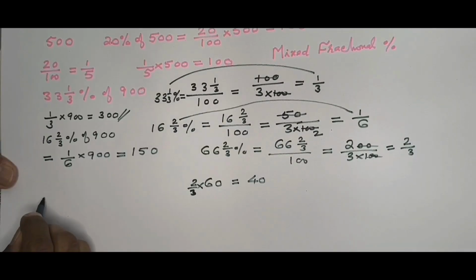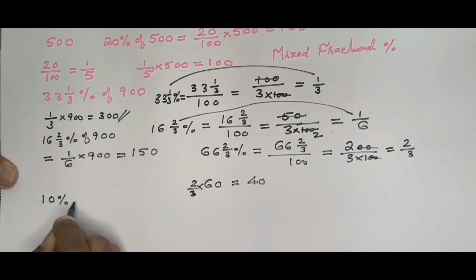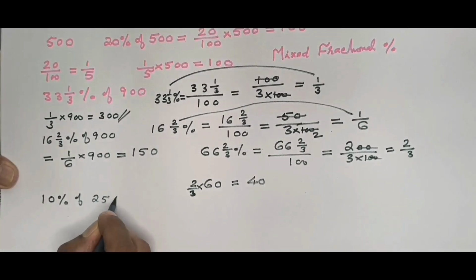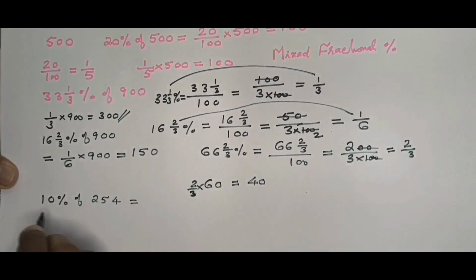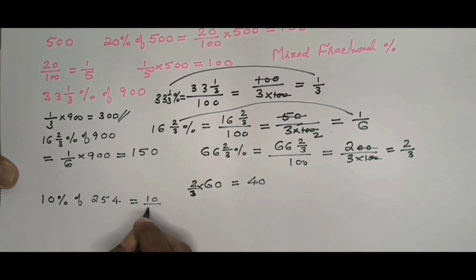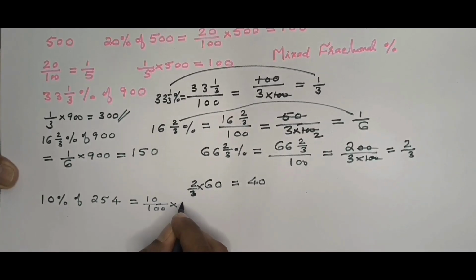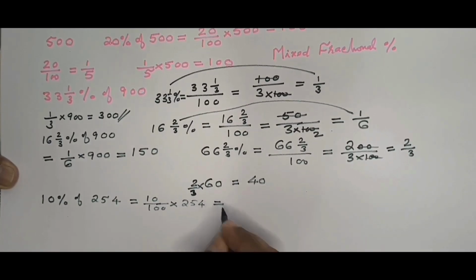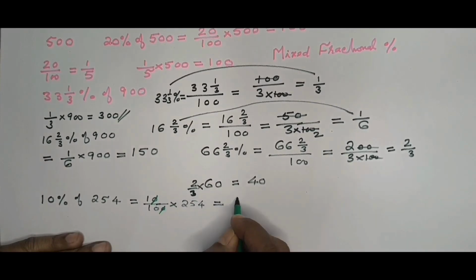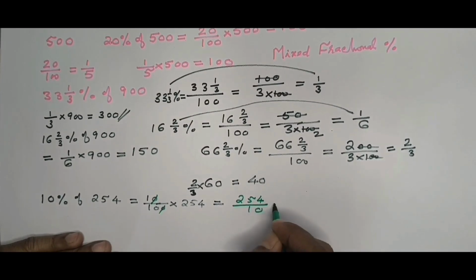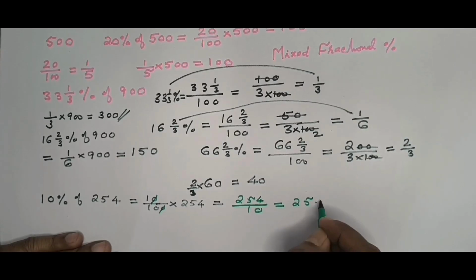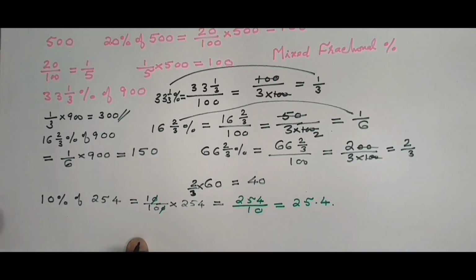Now, how do you find out 10% of a number? Say 10% of 254. In the normal way, this is what you do. 10 divided by 100 times 254. One 0 gone. You get 254 divided by 10, which is equal to 25.4. So what do you observe here? To find out 10% of a number, you put a decimal point one digit from the right.